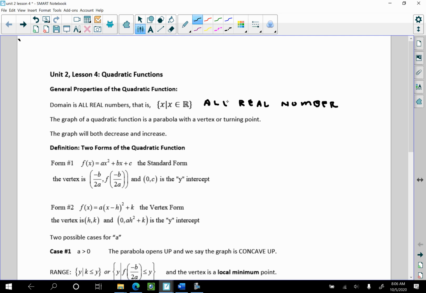This is just mathematics notation here. The graph of a quadratic function is a parabola with a vertex, or what we call a turning point. The graph will both increase and decrease. These are important properties of the quadratic function. These are properties of the graph of the quadratic. It has a vertex, a turning point, and it both increases and decreases.